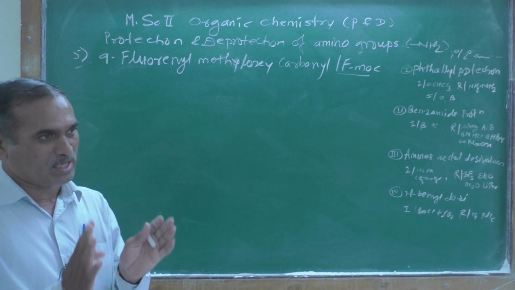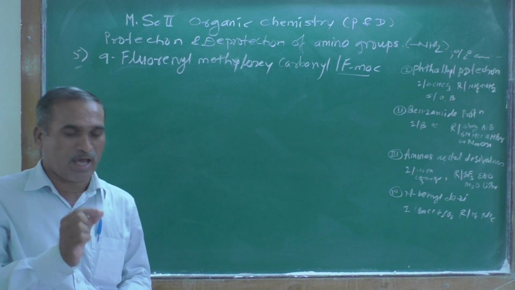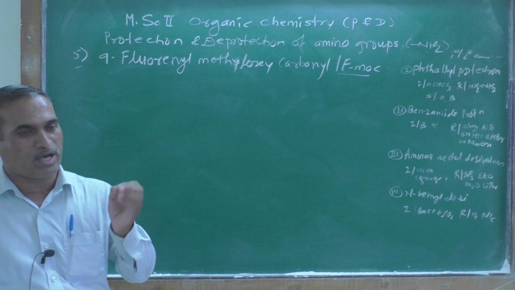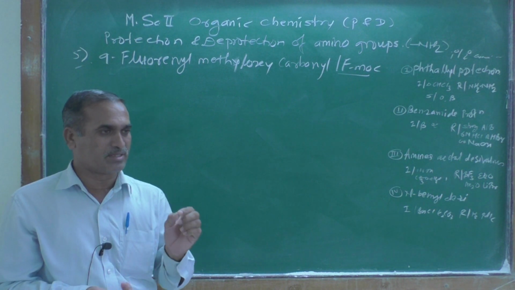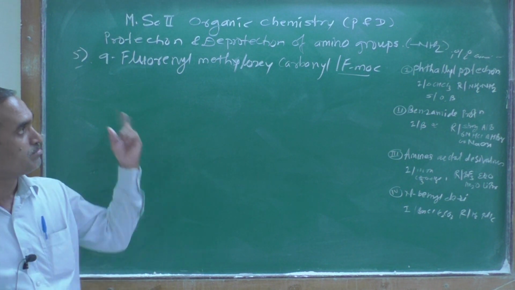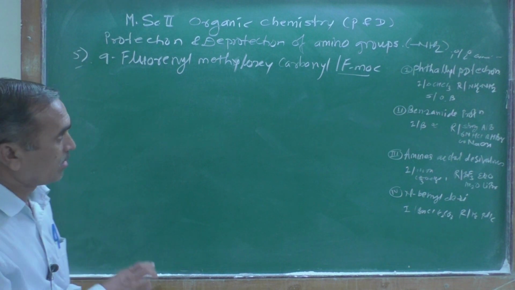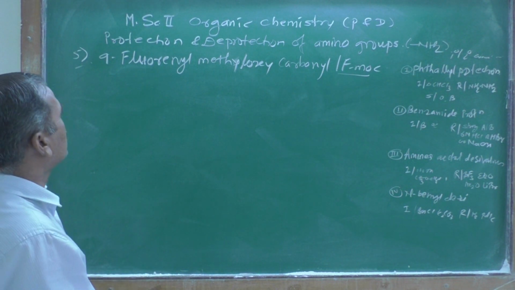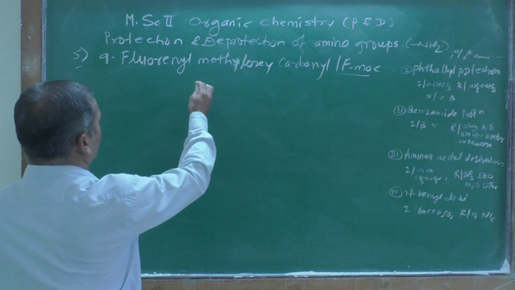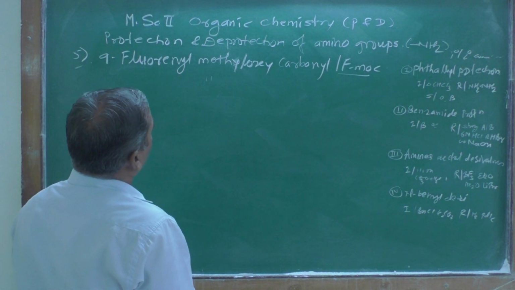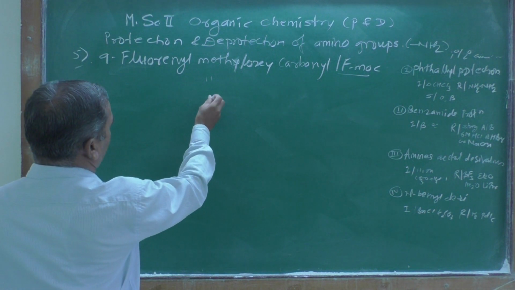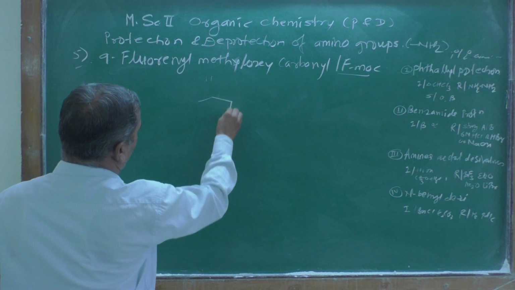Now what will be the structure of 9-fluorenylmethyloxycarbonyl? This is one of the carbamates. Whatever protecting groups we have learned so far, one is the Cbz group, second one is Boc, and third one is this one. All are protecting groups of amines, primary or secondary amines generally. And now let us see the structure of 9-fluorenylmethyloxycarbonyl.